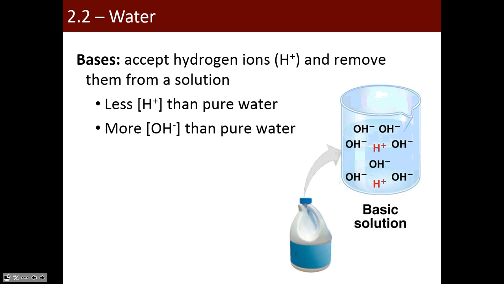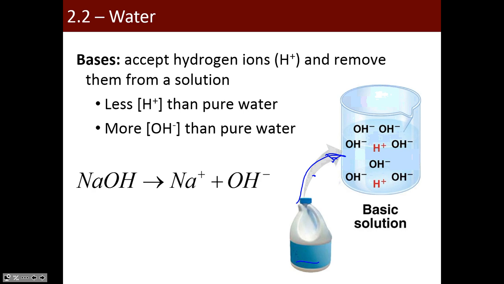So here we have a bottle of bleach, right? We pour a little bit of bleach into our pure water in our beaker. And what happens is that that bleach is going to interact with the water molecules and it is going to take out the excess hydrogen ions. And it does this in a two-part step.